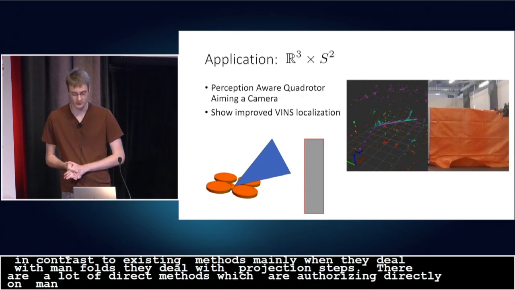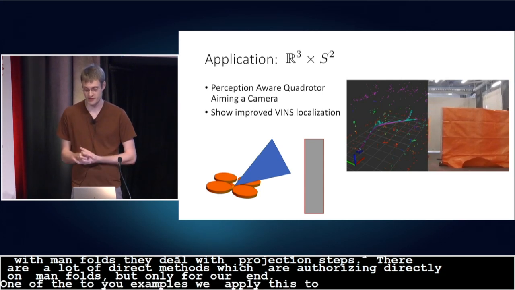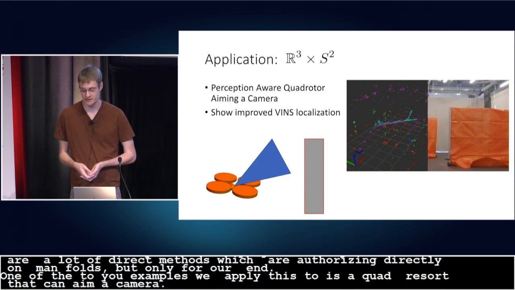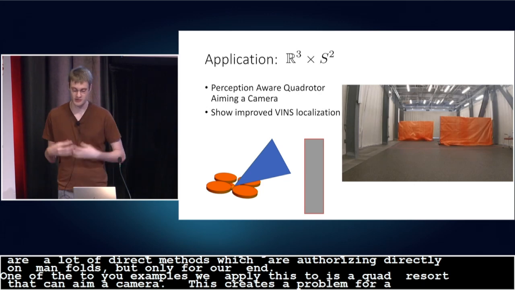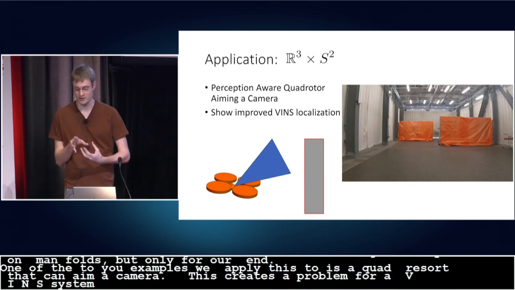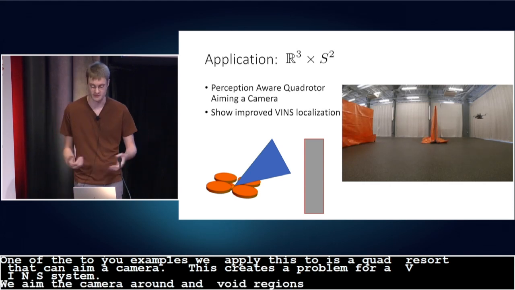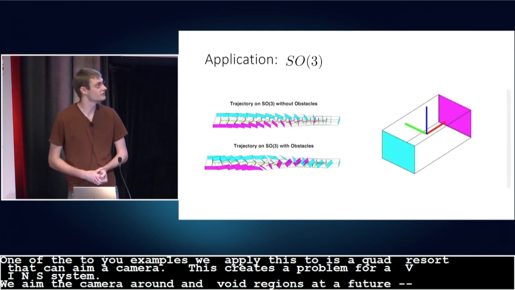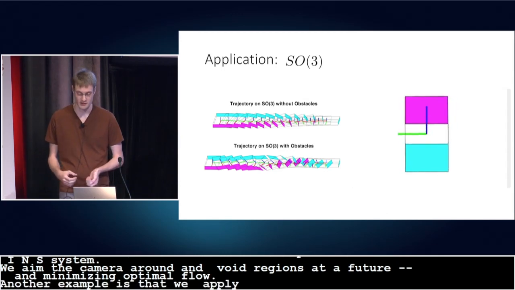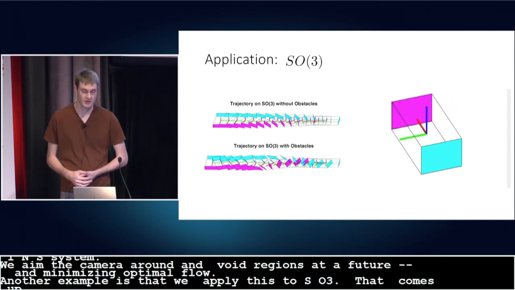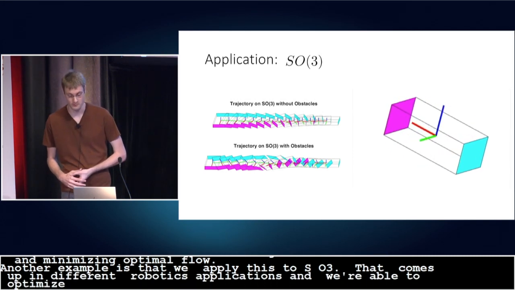One of the toy examples we apply this to is a quadrotor that can aim a camera. This creates a problem for a visual inertial odometry system where you have areas of poor texture. So we show how we can use this to aim the camera around and avoid regions that are feature poor, and also minimize optical flow, which is necessary for good tracking performance. Another example is we apply this directly to SO3. SO3 comes up in a lot of different robotics applications, and we're able to optimize trajectories with and without obstacles directly on the rotation group.